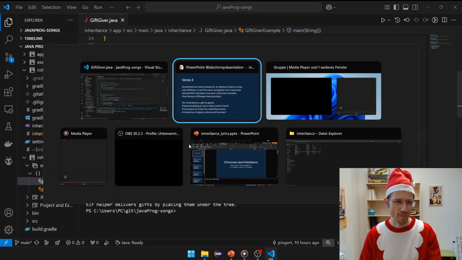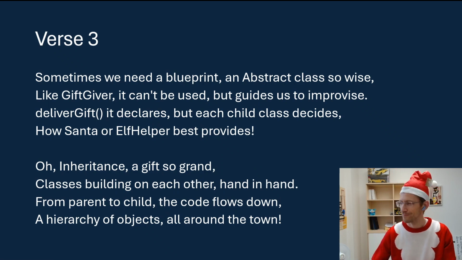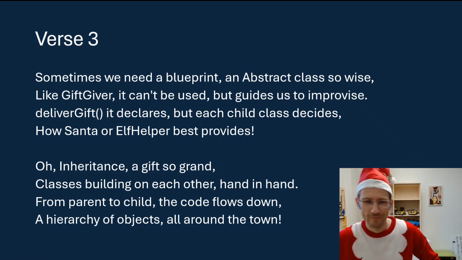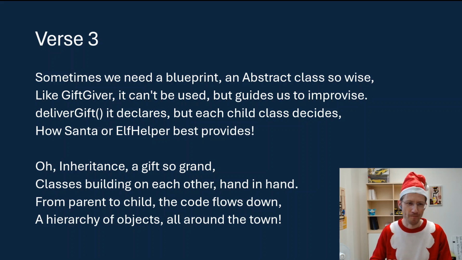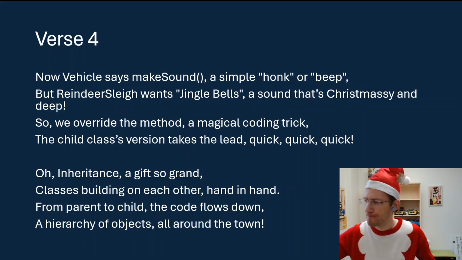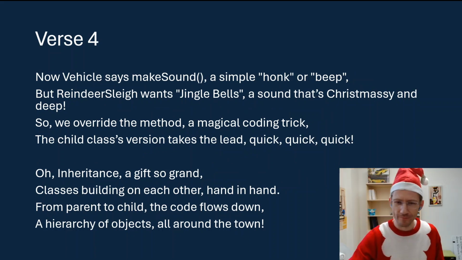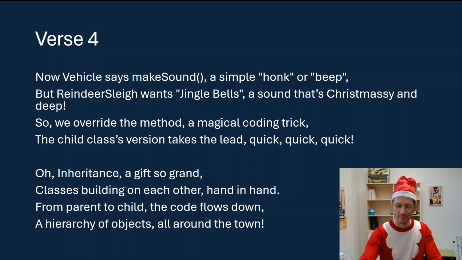Oh, inheritance, a gift so grand, classes building on each other hand in hand. From parent to child, the code flows down, a hierarchy of objects all around the town. Now vehicle says make sound, a simple honk or beep. But reindeer sleigh wants jingle bells, a sound that's Christmassy and deep. So we override the method, a magical coding trick. The child class's version takes the lead.